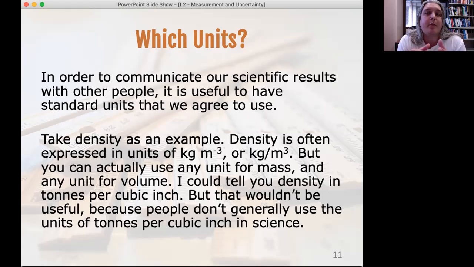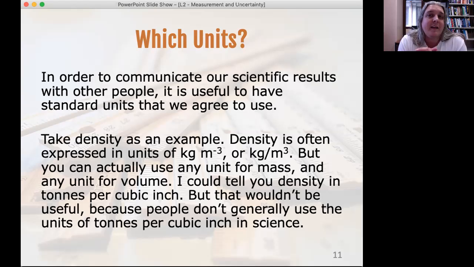So what we do instead is we have SI units. We have agreed upon units that everyone just says, right, these are what we're going to use. So for density, density is expressed as kilograms per cubic meter. You may not be familiar with density yet. We will introduce it. I'm just using it as an example for now, so don't worry too much if you haven't met it before. But density is kilograms per cubic meter.